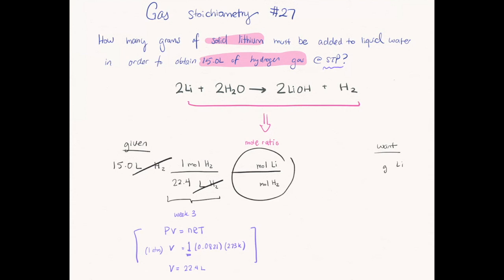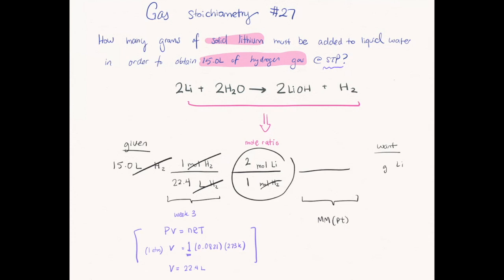According to that, every 2 moles of lithium will make 1 mole of hydrogen gas. So 1 mole of hydrogen gas is produced by 2 moles of lithium. And then again, the moles of H2 cancel out. I'm almost there. I'm in moles of lithium and I want grams of lithium. Hopefully you remember by now that to turn moles of something into grams of something, you just use the molar mass. We get that on the periodic table.